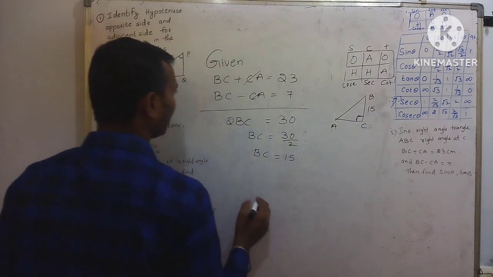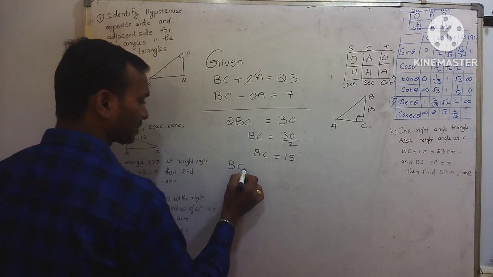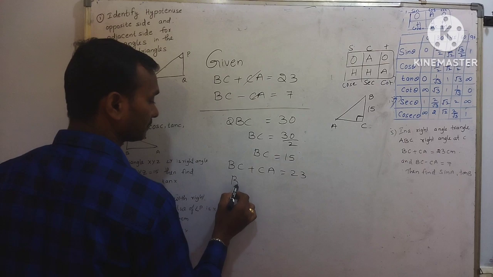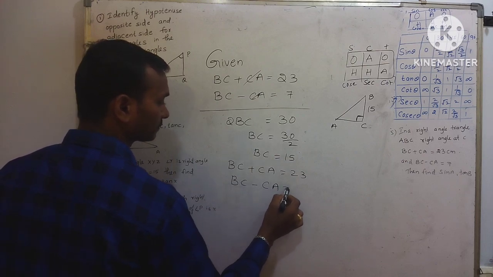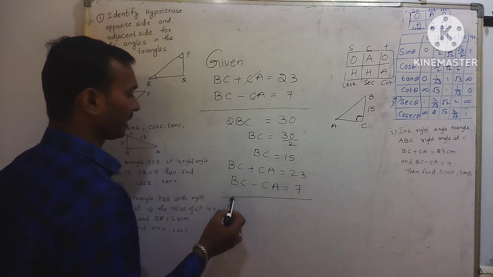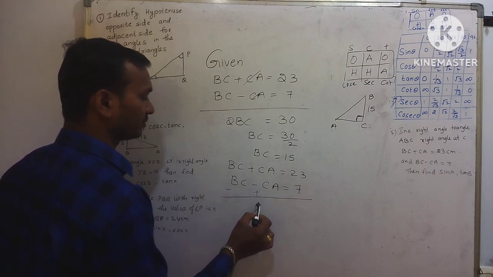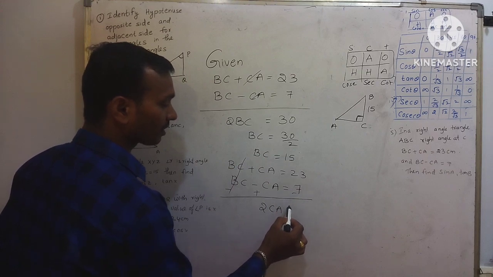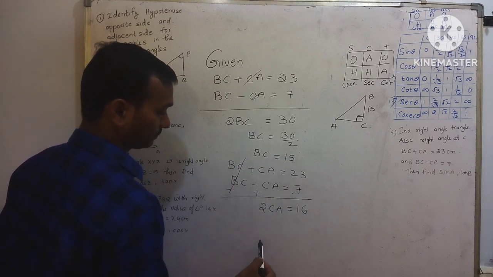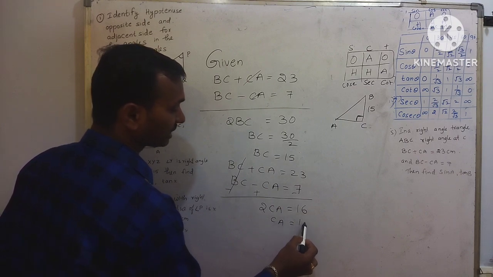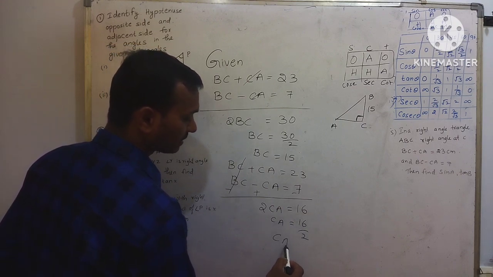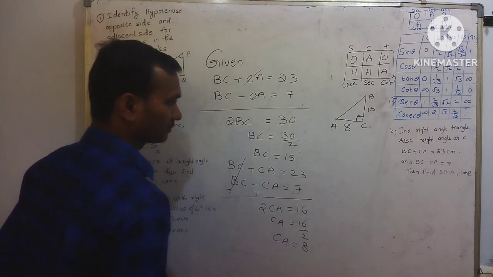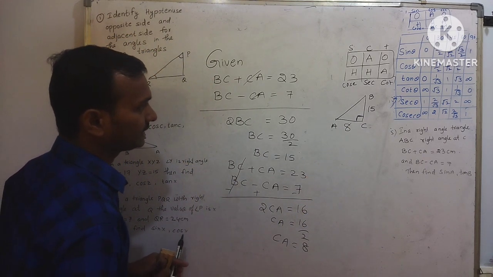Next, if you do the subtraction, to do subtraction we have to change the plus sign to minus and the minus sign to plus. So these two get cancelled. 2 CA is equal to 16. So CA is nothing but 16 by 2. That will give us 8. So this is 8. So we calculated the BC value and CA value.